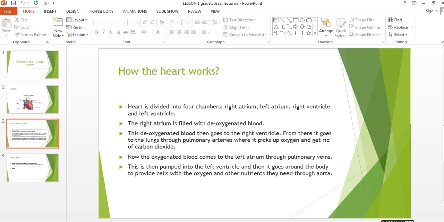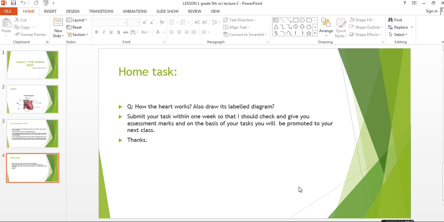This is then pumped into the left ventricle and then it goes around the body to provide cells with the oxygen and other nutrients they need through the aorta. Okay, now this is your home task: how the heart works.